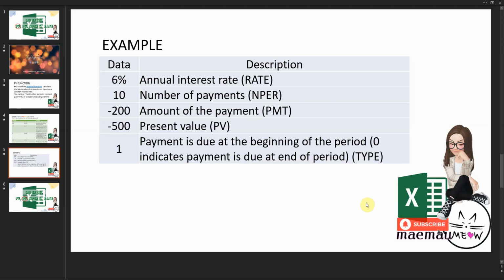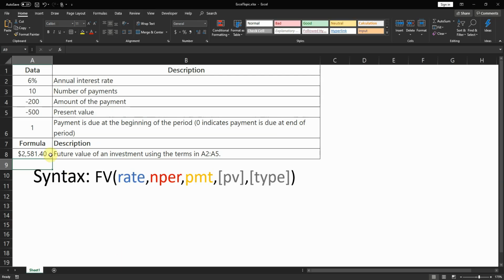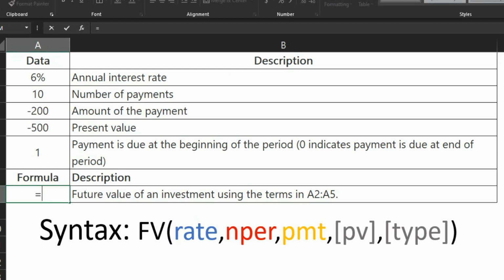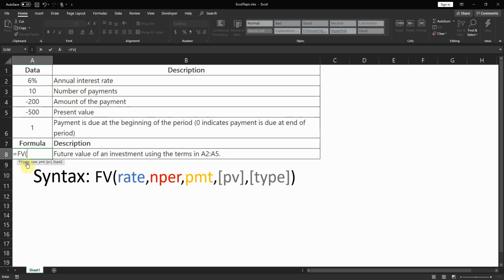Now let's go to our Microsoft Excel. I actually have prepared our data there, so all we need to do is include our formula. Equal sign, FV, tab. Click on your tab, then automatically it will provide you the open parenthesis with the syntax under it.